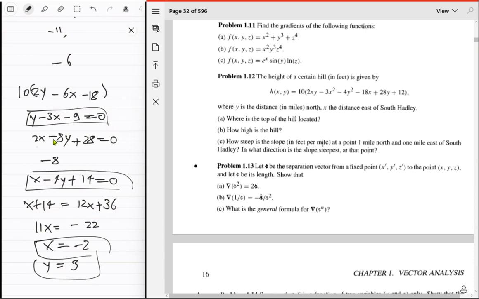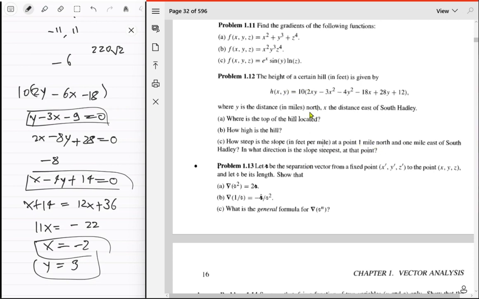Minus 4, that's 10, 10, 11. So what you get is just 20 times 11 times square root 2, which is 220 square root 2. So that's the slope, basically. Feet per mile. I'm not going to do that. Definitely not going to do that.